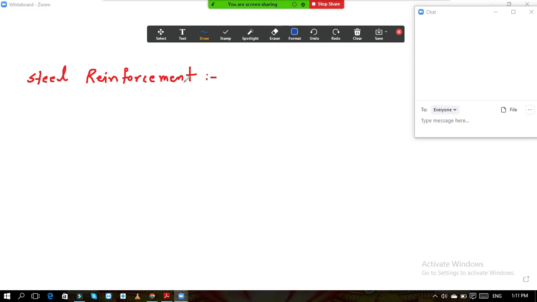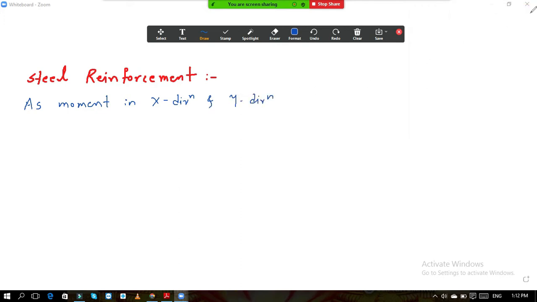So we know that the moment in x direction and y direction are same. Okay. So I will write here: moment in x direction and y direction are same.